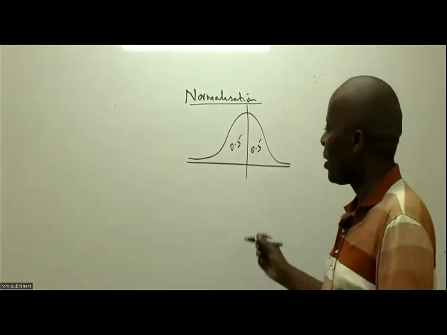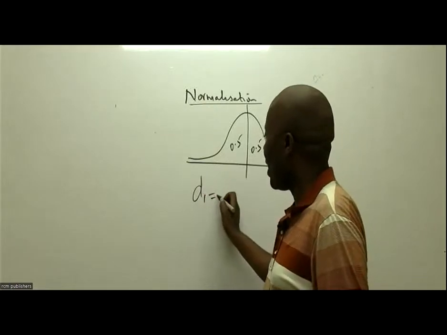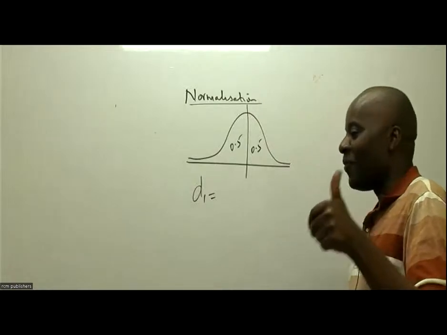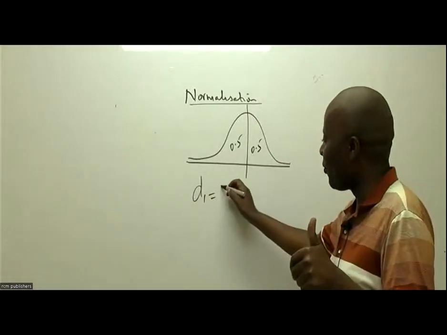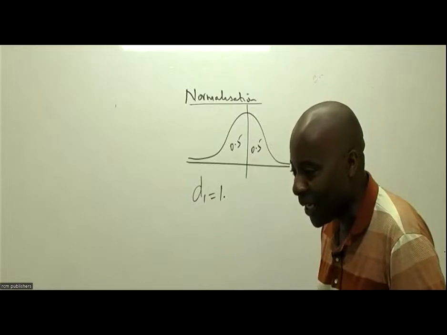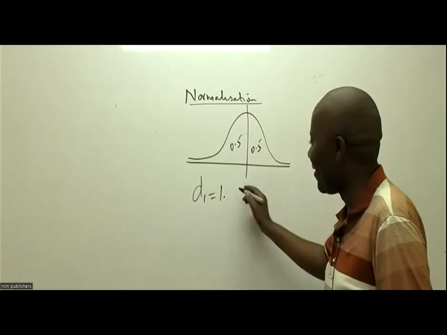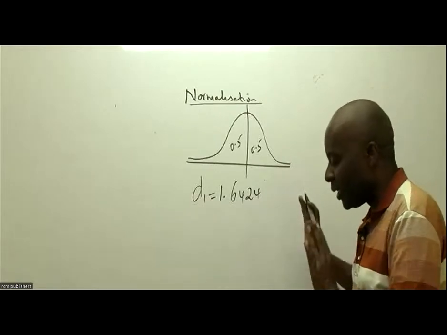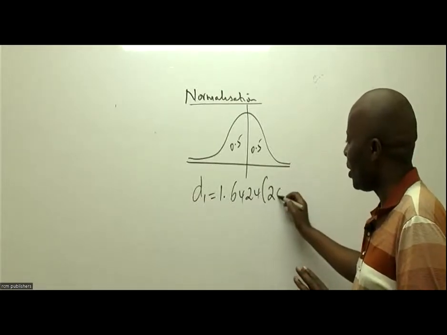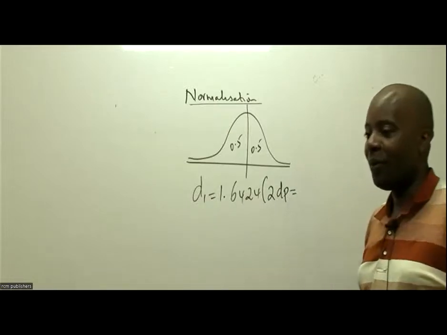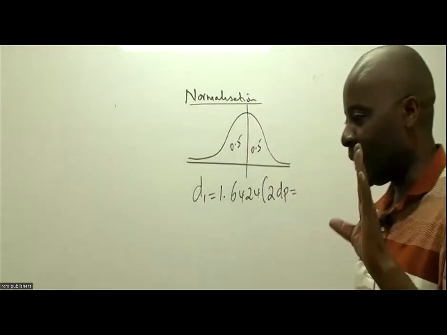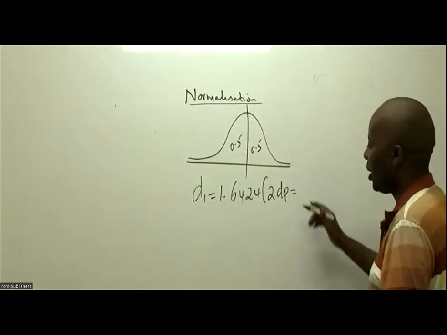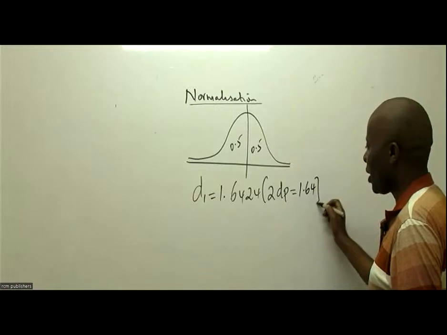So ukisikia normalization, always remember 0.5, symmetrical. So then we have what we called D1. I forgot my D1 figure. Somebody, it was 164 something. 1.6424. Yes. Now remember, at the stage of normalization, we must round this off to 2 decimal places. So in this case here, this is 1.64.